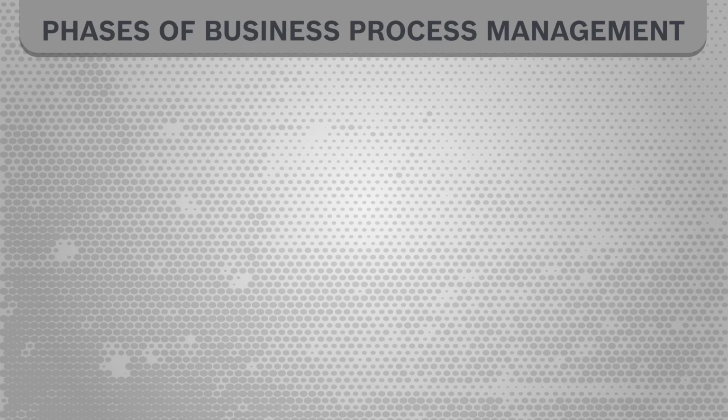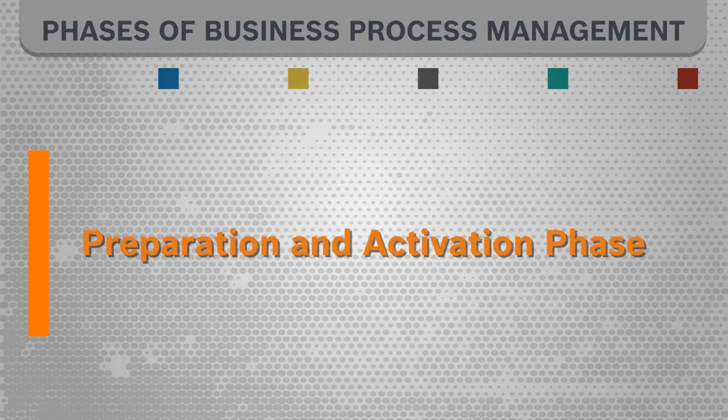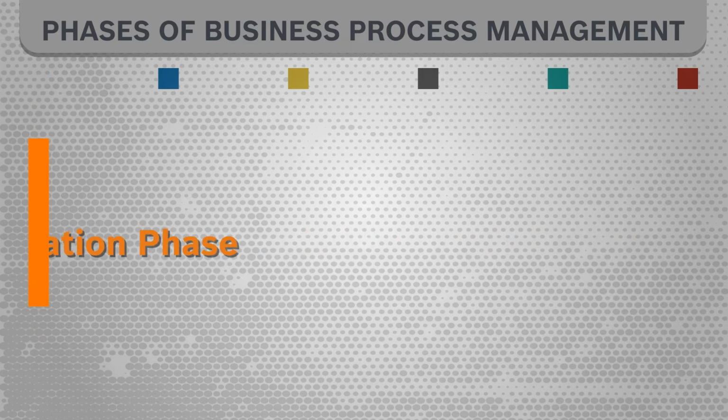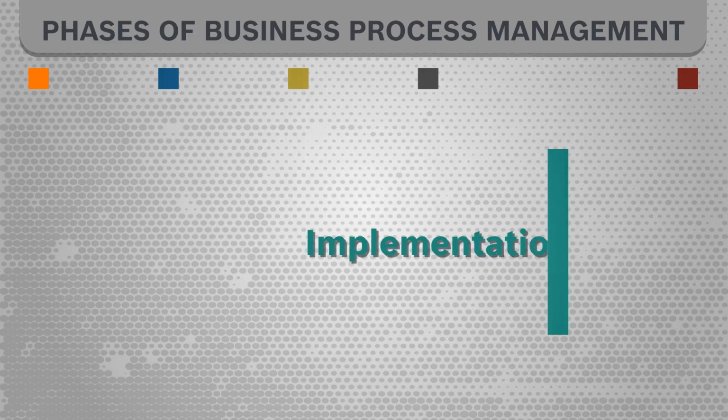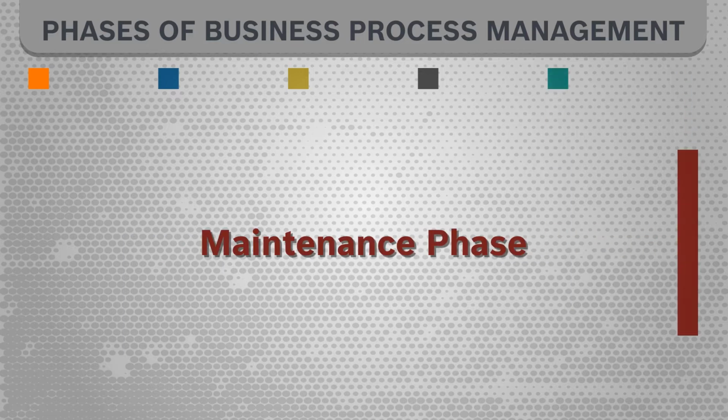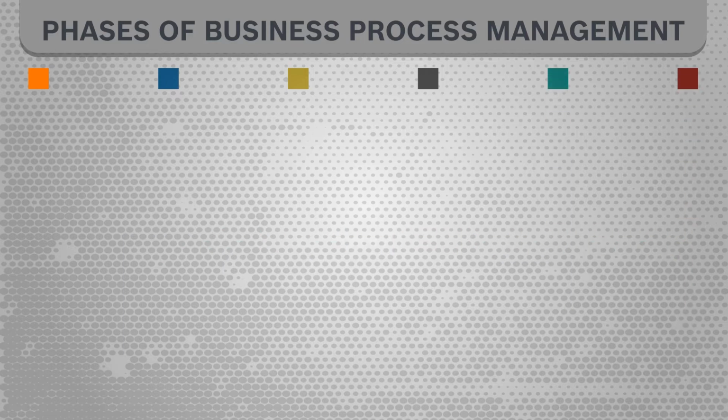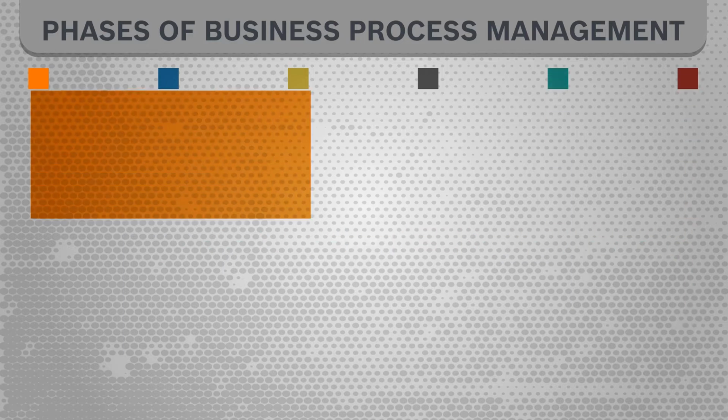Phases of business process management. Business process management consists of 6 phases that are crucial to the application of this methodology, and those phases are preparation and activation phase, as-is phase, improvement approach phase, to-be phase, implementation phase, and the maintenance phase. Let's look at these phases in a bit more detail.